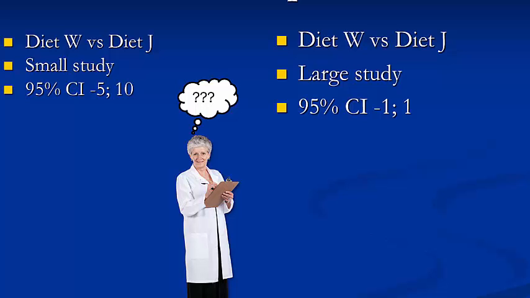The researcher is entitled to say in this instance, in the large study, that there is no difference between the diets here, because whether or not there is a difference, it's not of clinical importance. Whereas in the small study, the 95% confidence interval included differences that were of clinical importance.